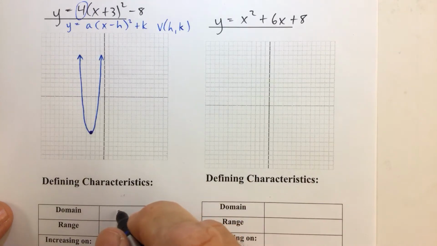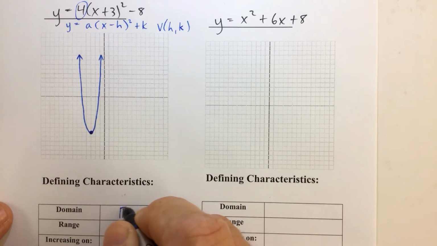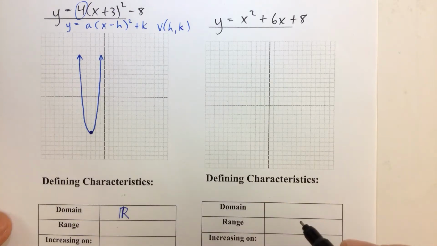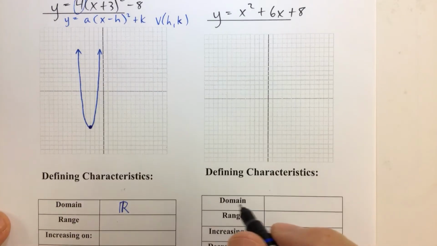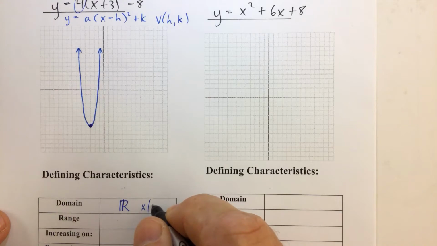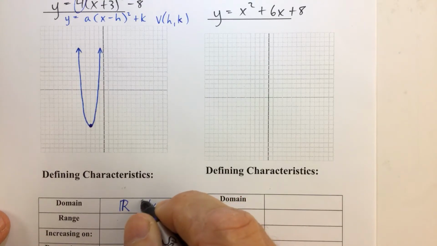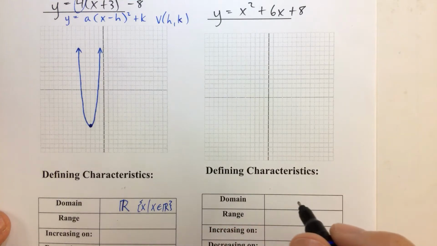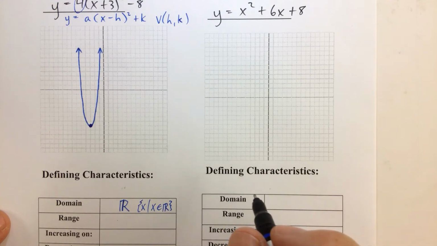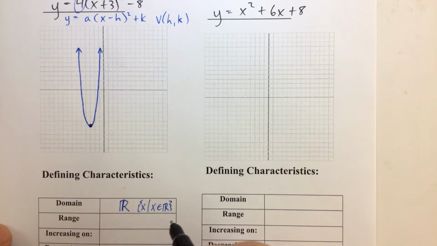We know that the domain of all polynomial functions, which would include quadratic functions, is always all real numbers. X, such that x is an element of all real numbers. You can write it like that as well. So we use all the x values to graph this function. So the domain is all real numbers.